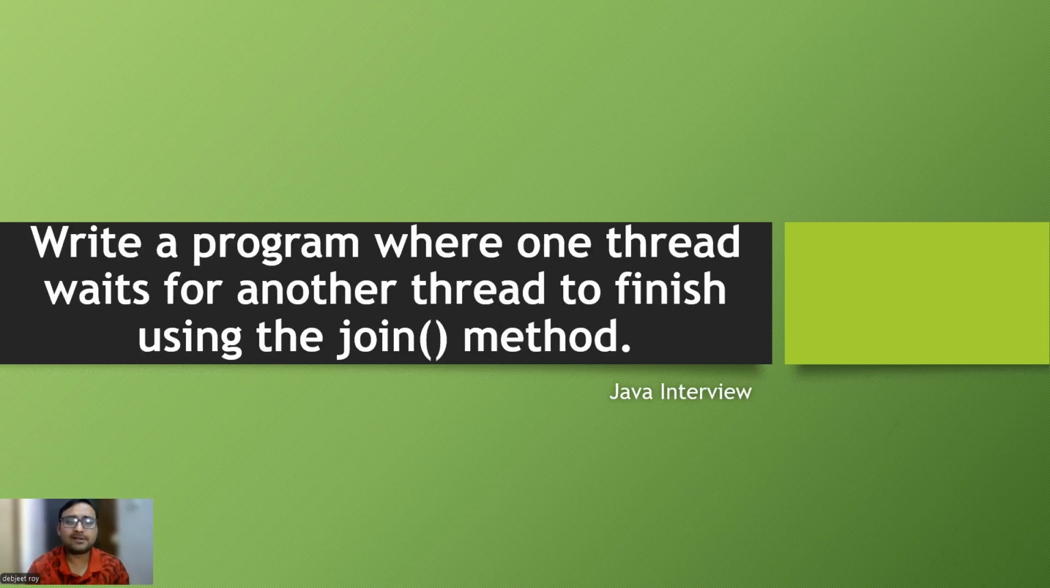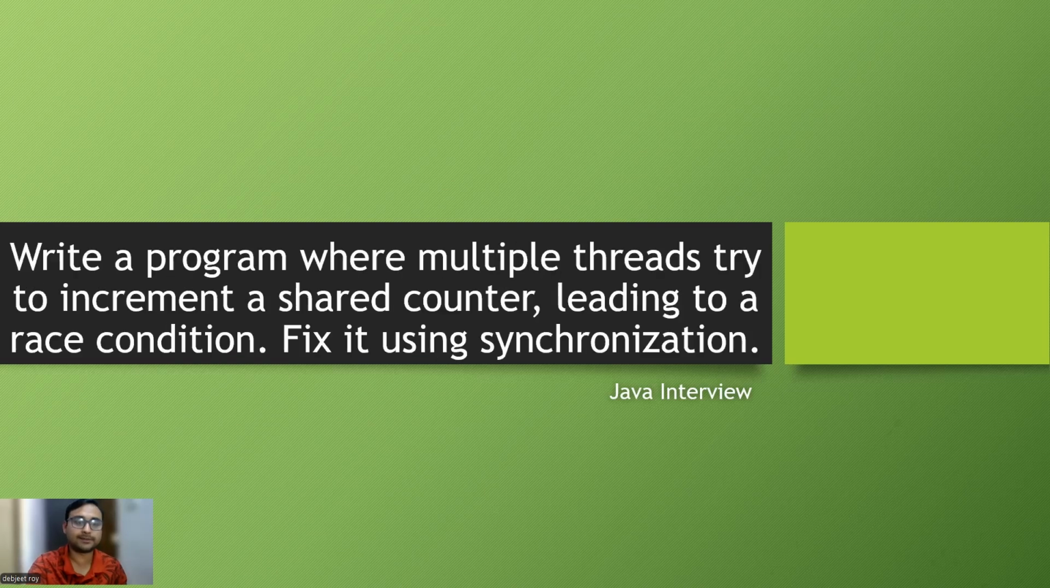Write a program where one thread waits for another thread to finish using the join method. You can write it down on your own. I hope it's not that difficult. You can create a thread, call the join method from that thread, and then you can have wait and notify, and a different set of methods with different processes you can execute, and then you can see how the join method is working. You can implement it by your own idea.